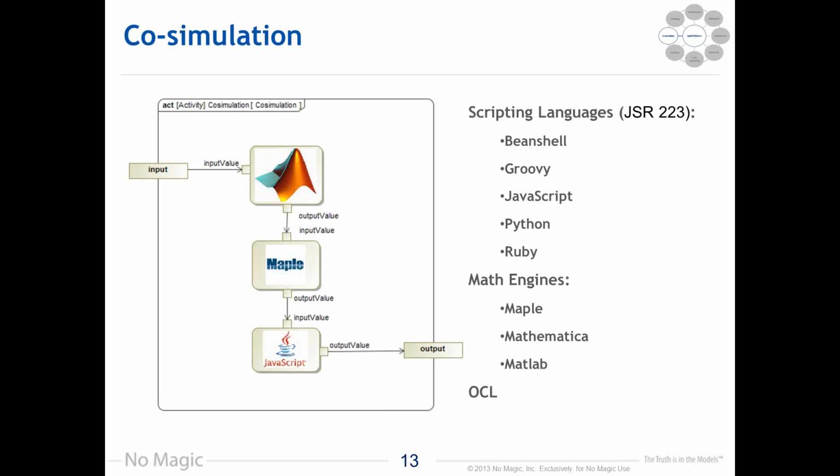So basically, by combining different scripting languages that are shown here on the slide and mathematical engines such as Maple, Mathematica, MATLAB, and also Object Constraint Language, we can create a co-simulation scenario inside Cameo Systems Modeler.